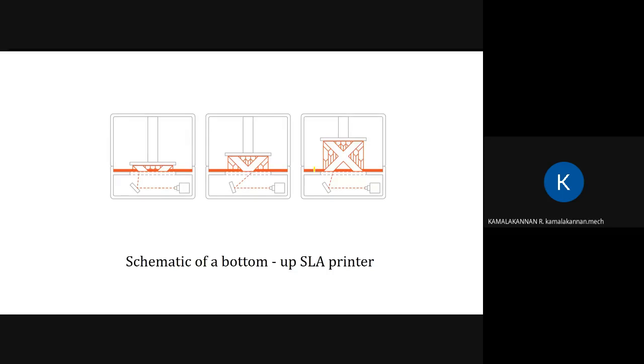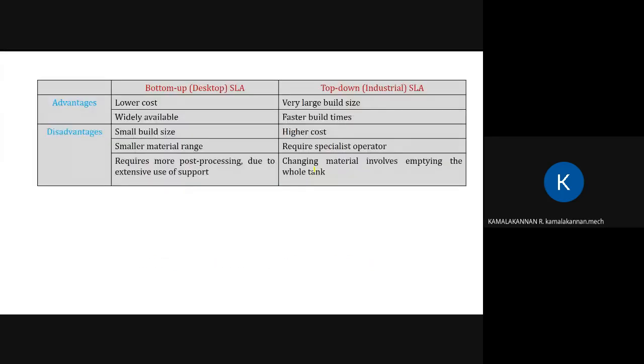Okay, let us see the advantages and disadvantages of SLA. For bottom-up: lower cost, widely available. This is lower cost because of the material we are using. The material is liquid resin, and how much we are using is lesser compared to the top-down. Widely available means easily available, nothing more than that. Very large build size. Yes, of course. Why? Because of the orientation of working here. That is why a very large build size is possible here, and faster build time.